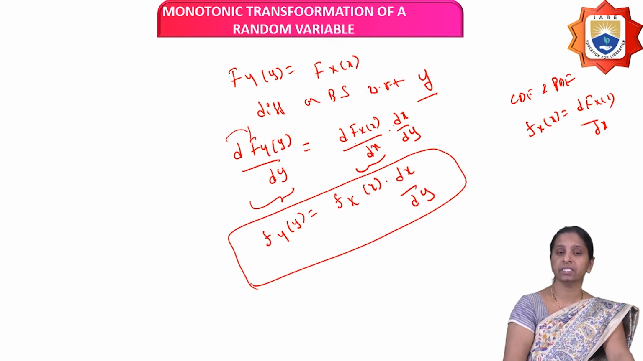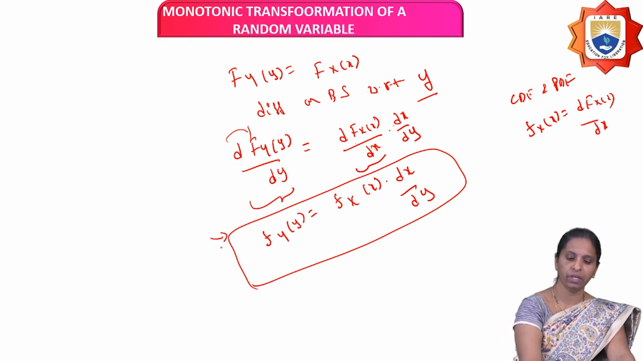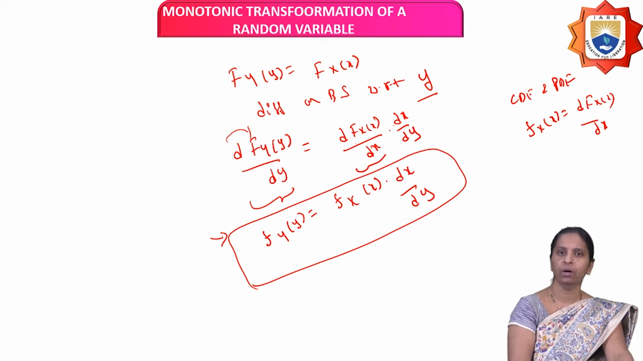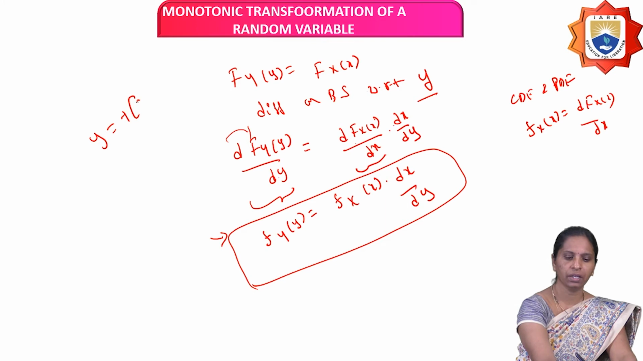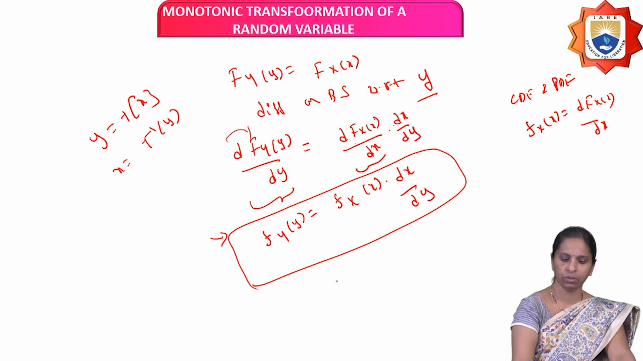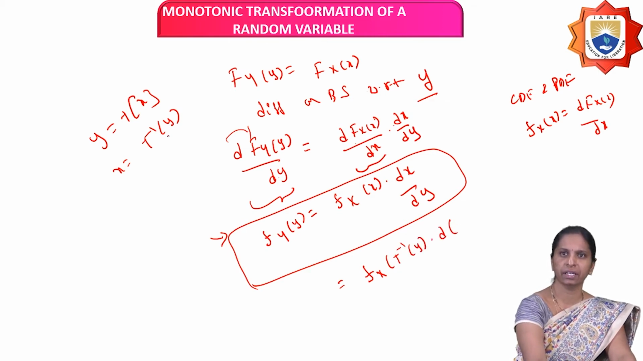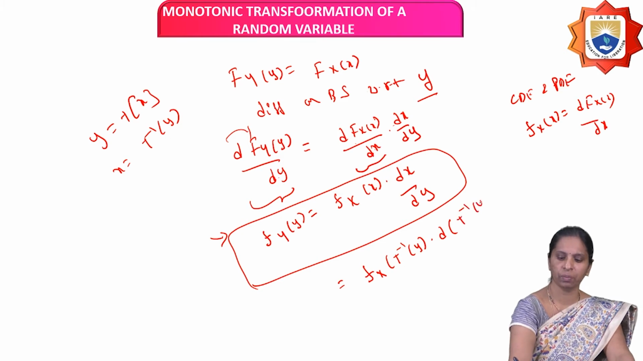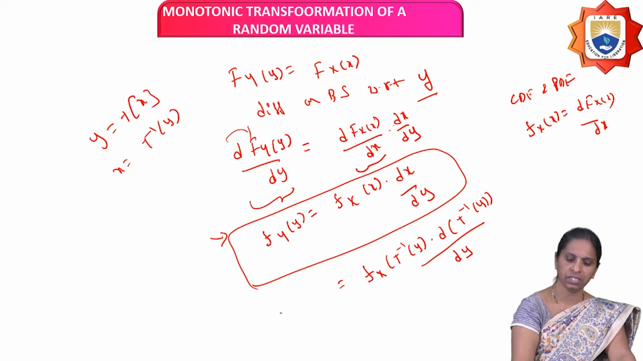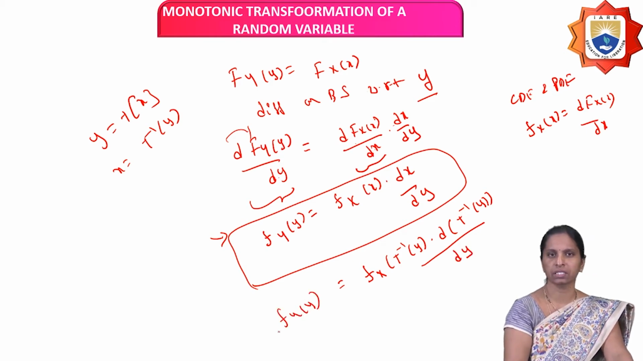Therefore, what is the density function of the transformed random variable y in the case of a monotonically increasing transformation? It equals fX(x) times dx by dy. What is y equal to? y is T of x. So from this, x equals T inverse of y. So I can write fX of T inverse of y times d of x by dy, where x is obtained by performing the inverse operation. This is the density function of the transformed random variable y.